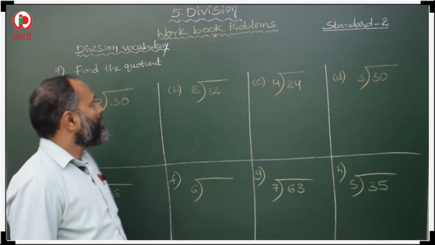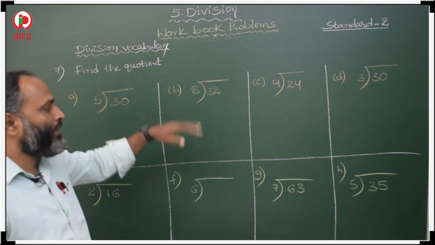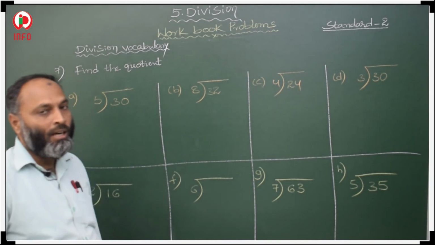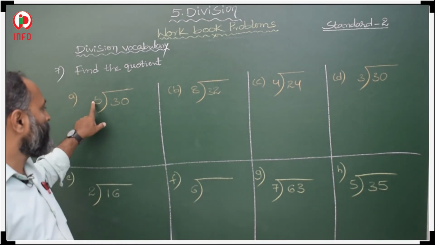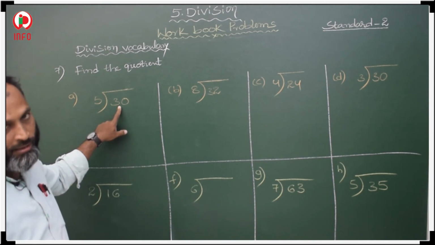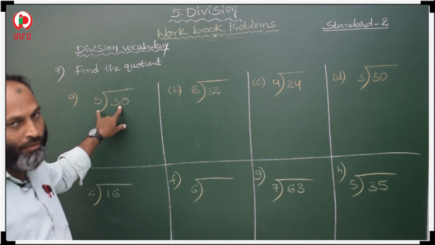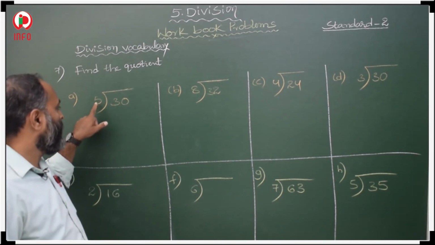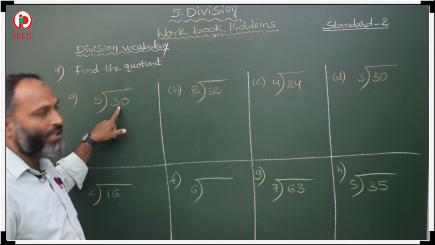Okay. Now students, see, find the quotient. Here some long division problems are given, so we have to find the quotient. How to find the quotient? First question, 5 divides 30. It means 30 divided by 5. Then how to check? In the 5 table we have to check when you will get 30.